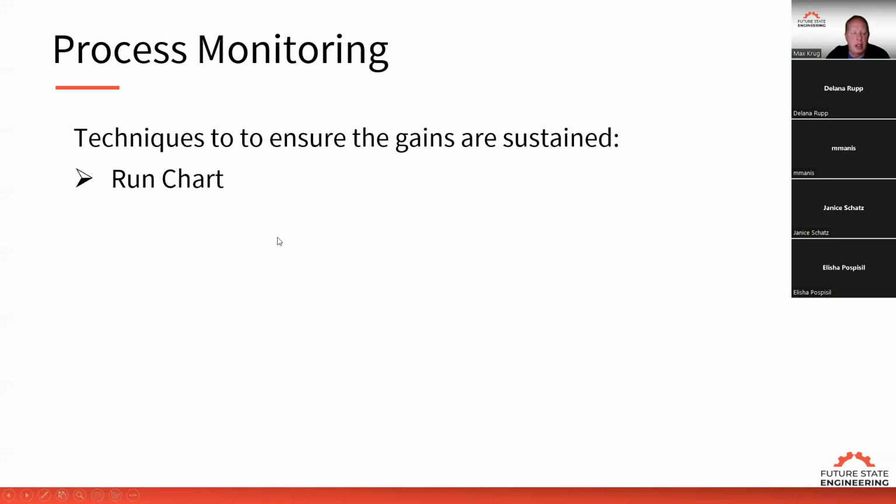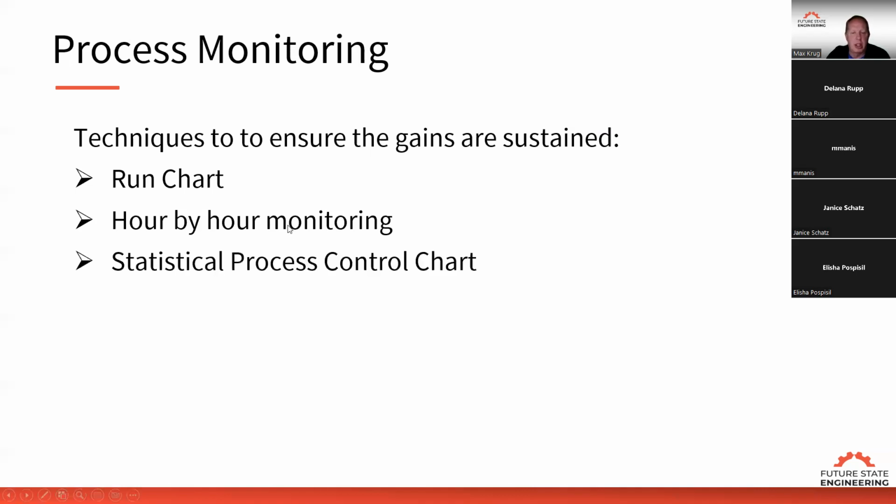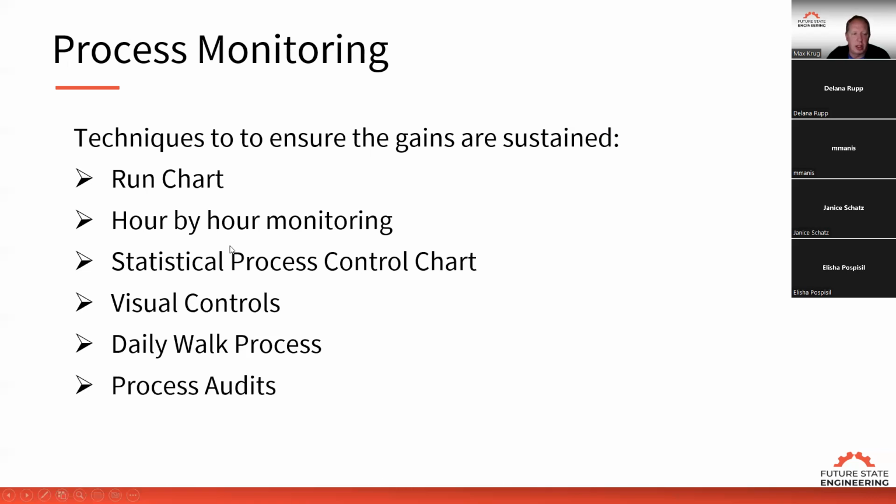So process monitoring techniques are used to sustain the gains. The techniques that I use here: a run chart's a good technique, an hour-by-hour monitoring chart, a statistical process control chart, visual controls, daily walk process, and process audits. These are techniques to help us sustain the gain. We're going to use a combination of these, or one, depending on what the process is. You choose the right technique to monitor that process. I'm big on visual controls. I'm big on the daily walk process. These others are dependent on the process itself.